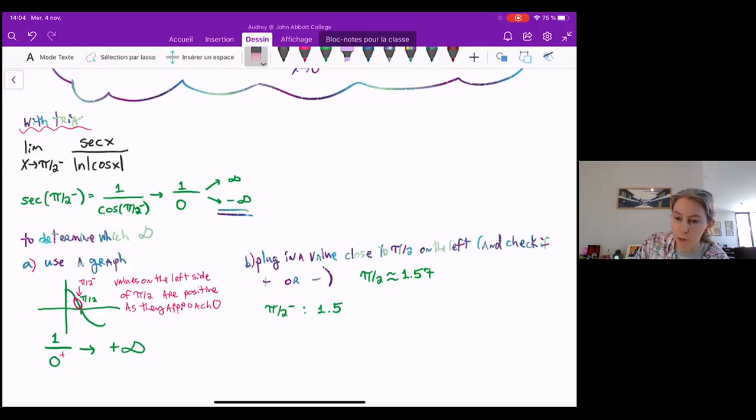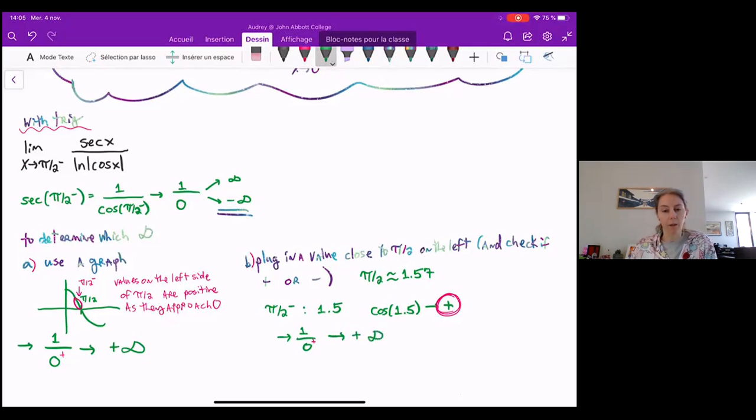So again, I'm in radians in my calculator, and I'll do cosine of 1.5. The value is not important to me. The only thing that's important is that sign there. I'll get a positive number. So again, this tells me 1 over 0, where that 0 is a positive 0. So this is all positive. So this gives me a positive infinity.